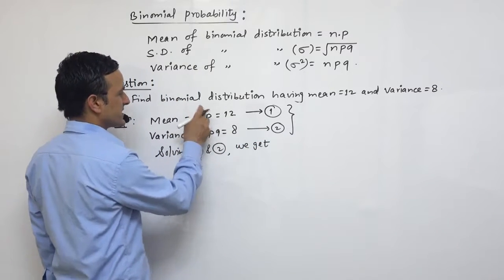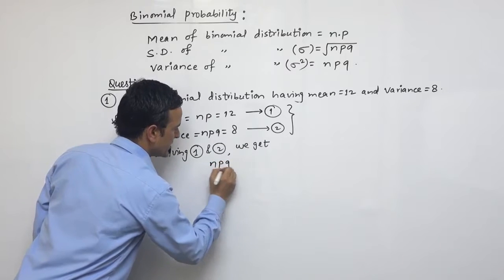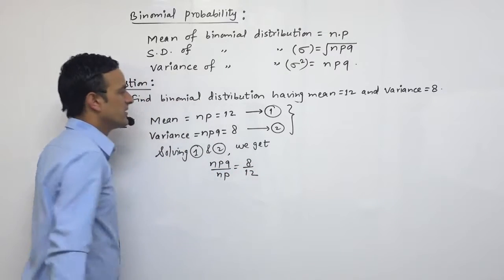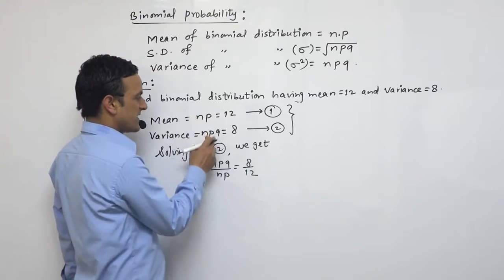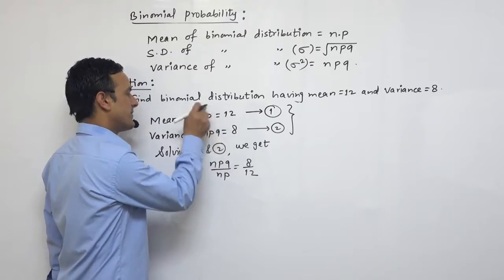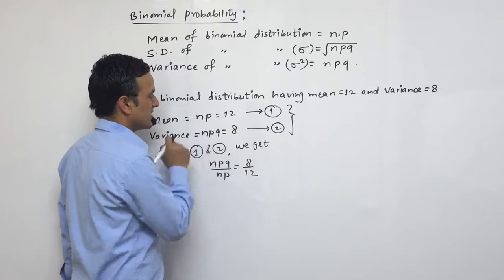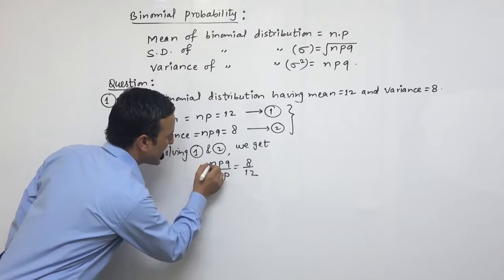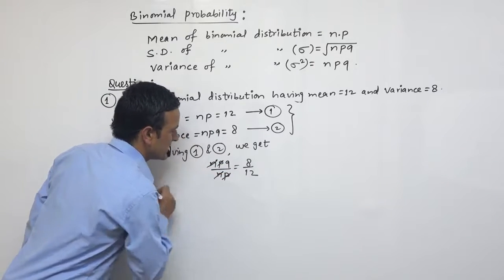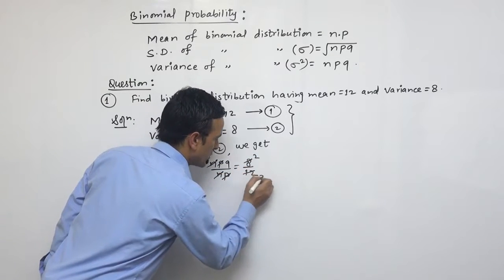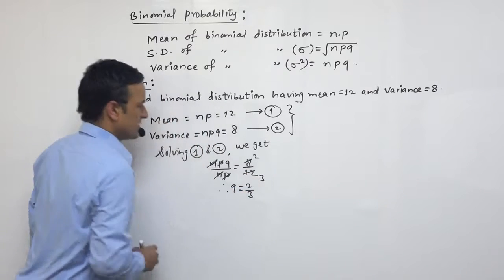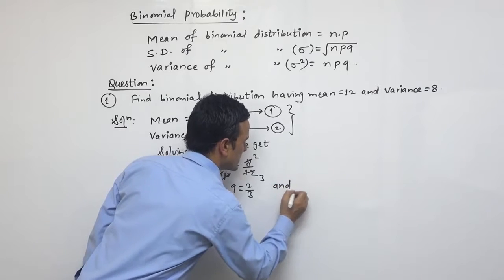npq divided by np, so 8 by 12. Let us divide equation 2 by equation 1. npq divided by np is equal to 8 by 12. Or we can put the value of np and q comes. Or we can cancel np, and 4 2s are 8, 4 3s are 12, so q is equal to 2 upon 3, and p is equal to what?